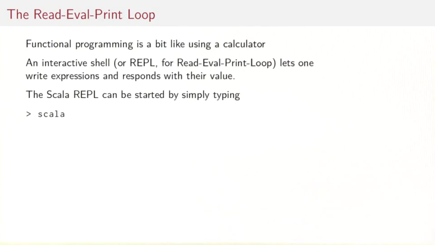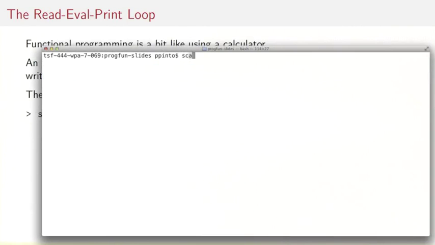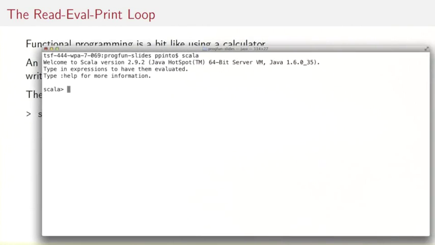One way to approach functional programming is to see it a little bit like a calculator. In fact, most functional languages have an interactive shell, that's also sometimes called a REPL, which stands for read, eval, print loop. And in that shell you can type expressions and it will respond with the results of evaluating these expressions. In Scala you can start the REPL simply by typing Scala. So if you write Scala here, then you get the REPL.